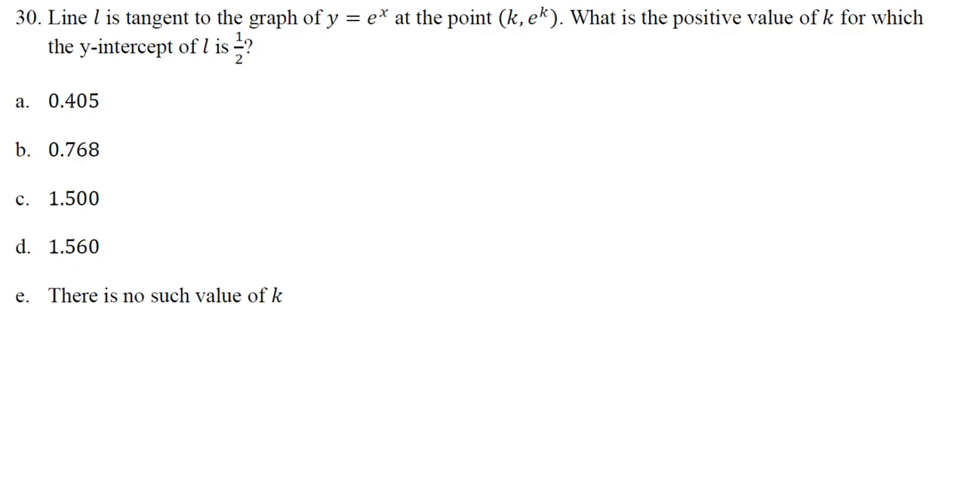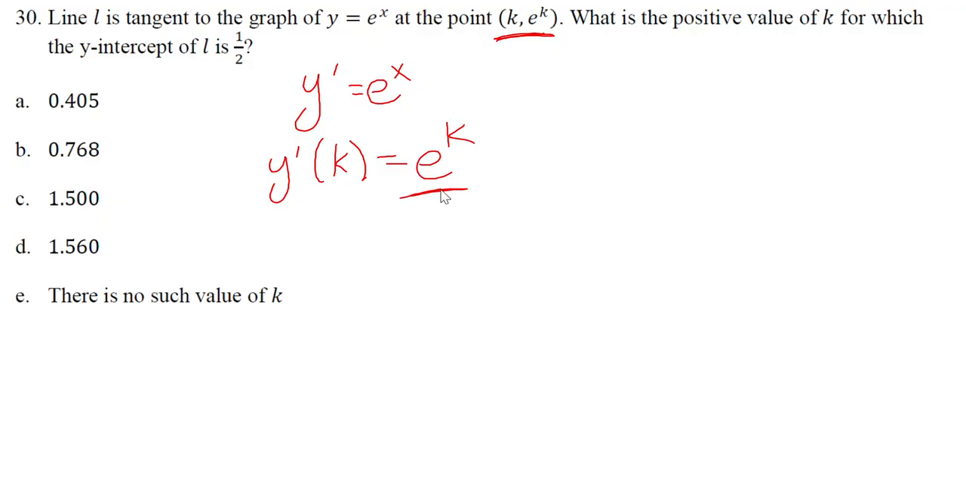But the first thing to recognize is that what we need is an equation for line L. Well, line L has the point k, e to the k, right? And then we want to find the tangent line. Well, that means we need the derivative, which is e to the x. And it's tangent at the point when x is k. So y prime of k, or our slope, should just be e to the k. So we're looking at a line that has a slope of e to the k and contains the point k, comma, e to the k. So that'll be y minus e to the k equals our slope, e to the k, times x minus k.